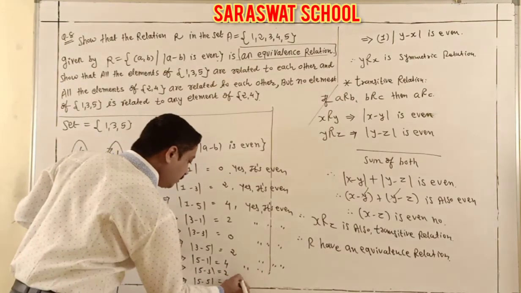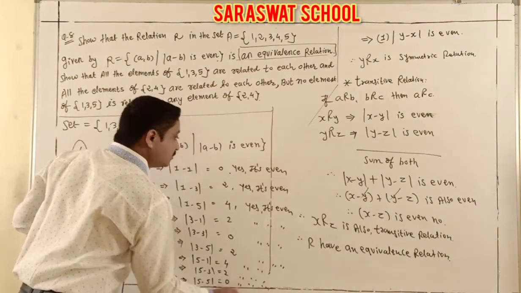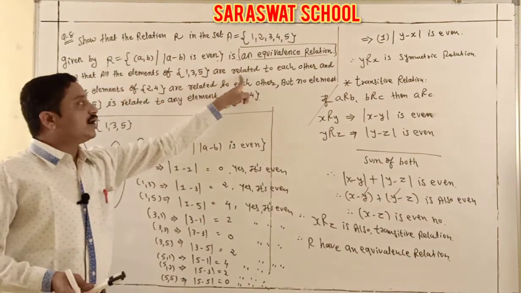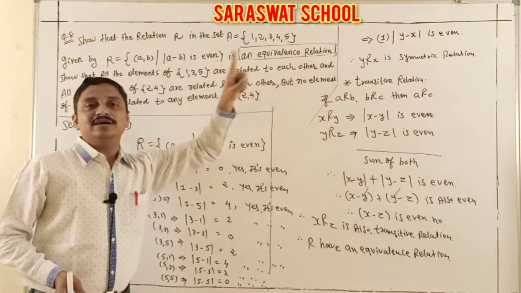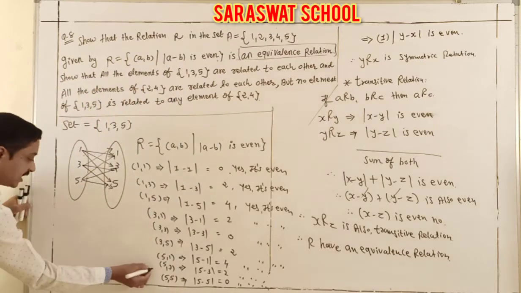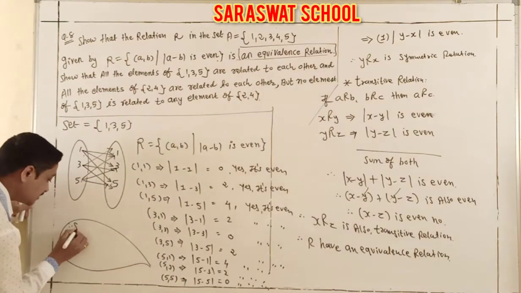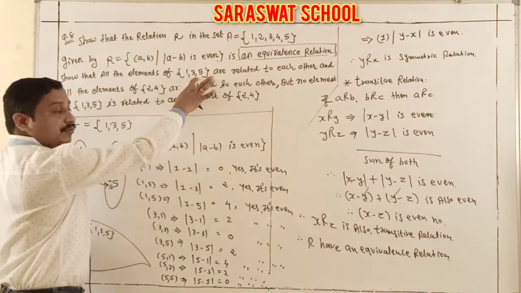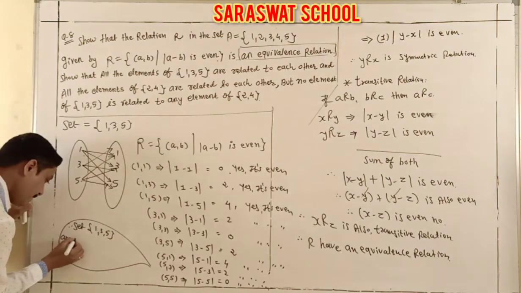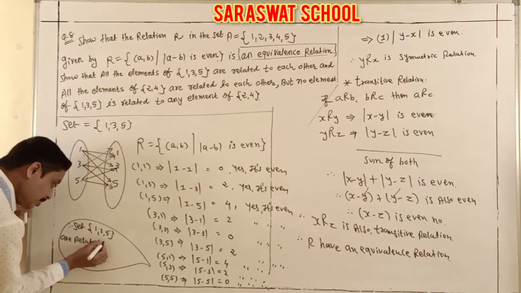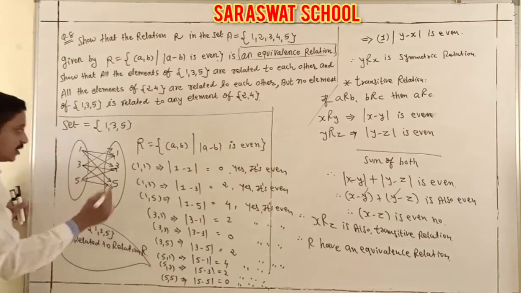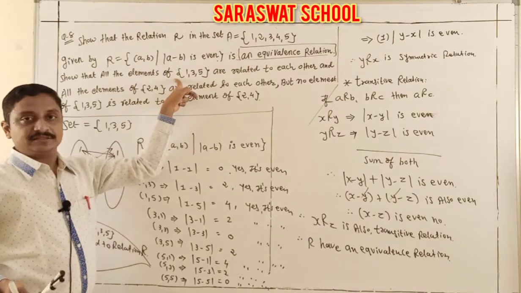Last, mention the same as these lines. All give the same result. Therefore, we are proving 1, 3, 5 are related to each other under relation R. So last I mention here: therefore, the set 1, 3, 5, this statement right now, are related to relation R. Here, this line is done.